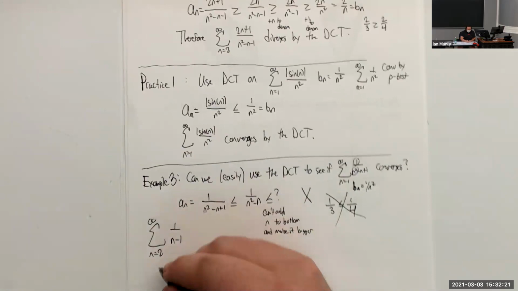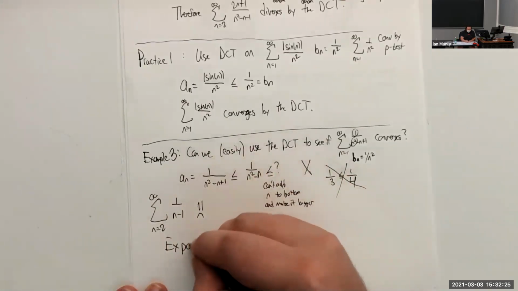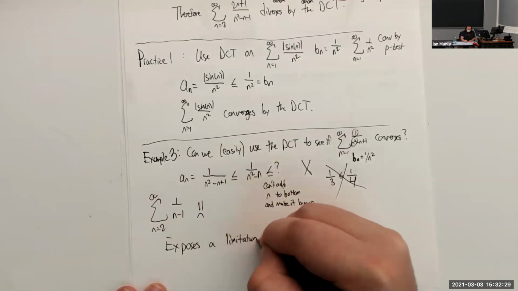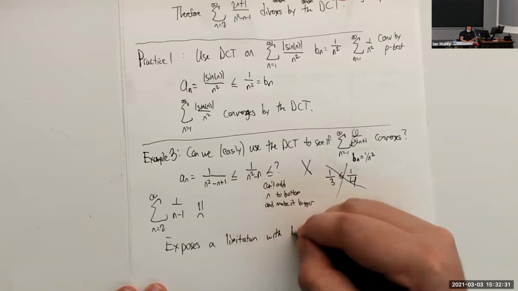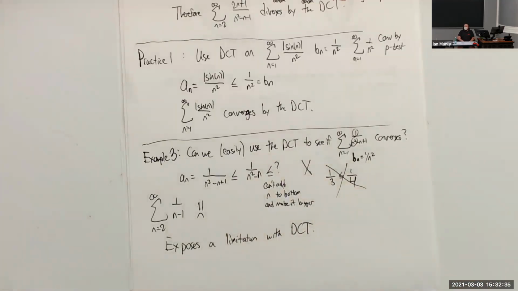So this, frowny face, exposes a limitation with the direct comparison test. We effectively need all of the signs to line up in the right way in order to do this. So we can do one of these inequalities right here.